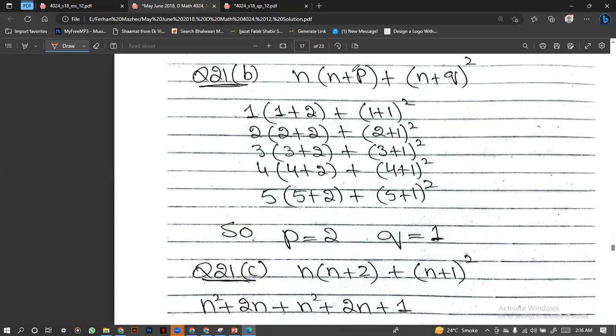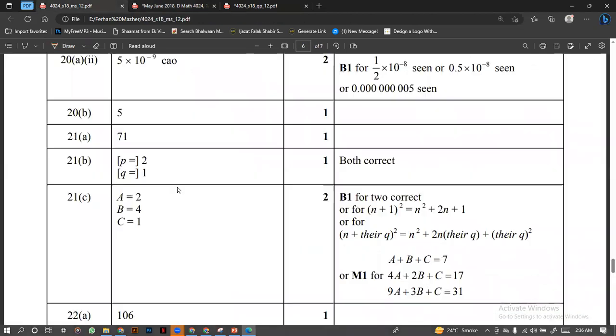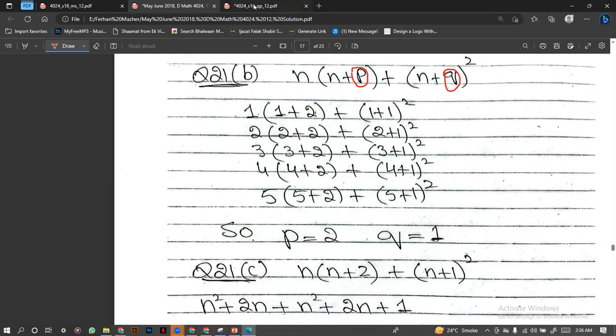So what is the p here? Can you see here? It is 2. And what is the q here? It is 1. So the p is 2 and the q is 1. It is totally based on the pattern. I got it from the pattern, okay?